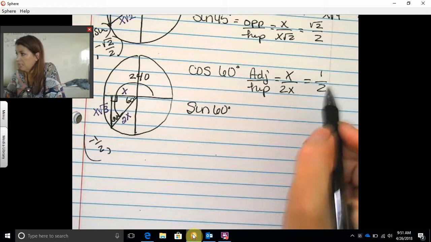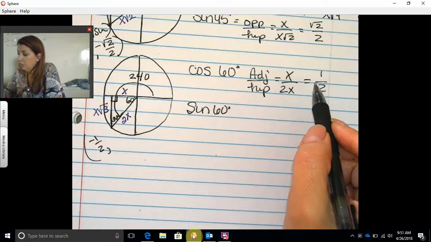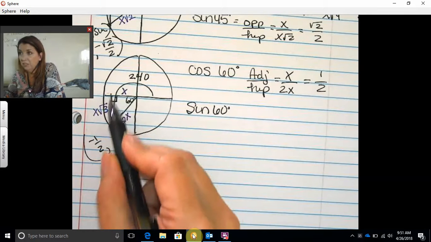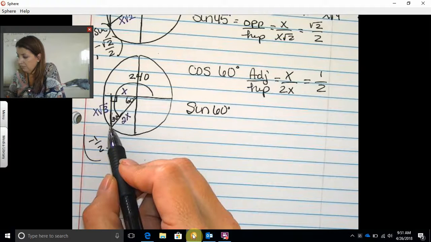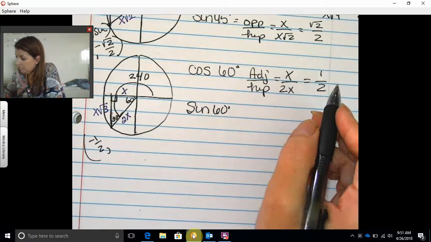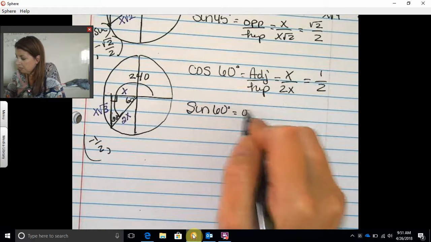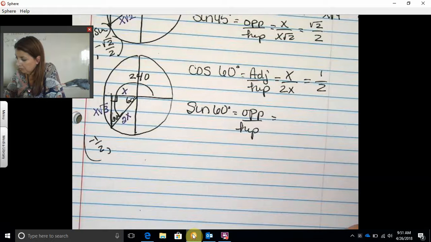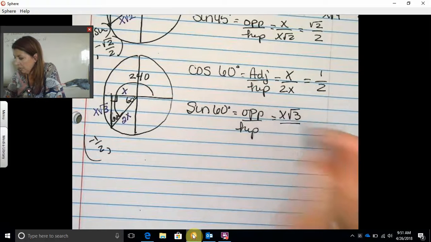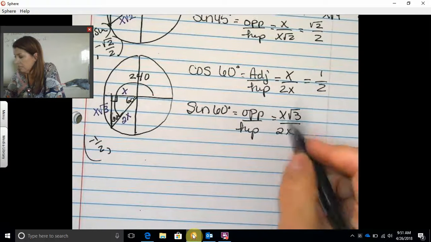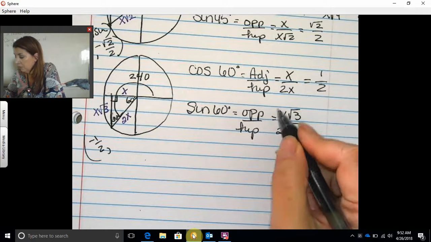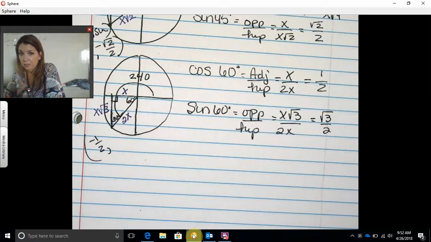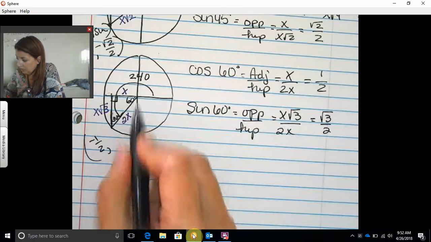So it's not negative there, but it's negative on the unit circle. Because here you're talking about a distance, right? And distance can't be negative. But when you're talking about where it is here on the unit circle, you're talking about an x value, and that's negative. Okay, sine is opposite over hypotenuse. So what leg is opposite of 60? X square root of 3 over hypotenuse is 2x. X's cancel. They're both outside of the radical, and they're monomials. So square root of 3 over 2. You can have a radical in the numerator, and that y value is negative.